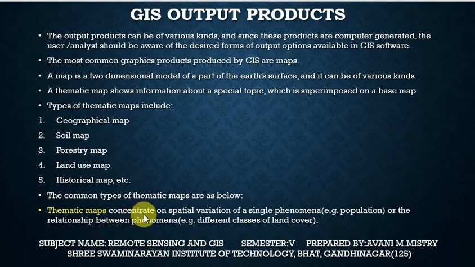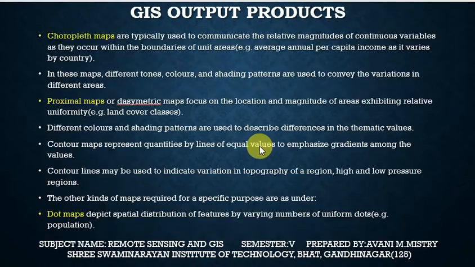Thematic maps concentrate on the spatial variation of a single phenomenon, that is population, or the relationship between phenomena, that is different classes of land cover. Then choropleth maps are typically used to communicate the relative magnitude of continuous variables as they occur within the boundaries of unit areas, that is average annual per capita income as it varies by country.